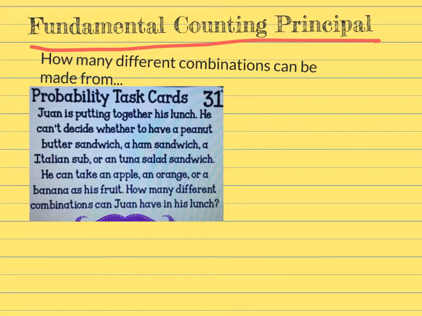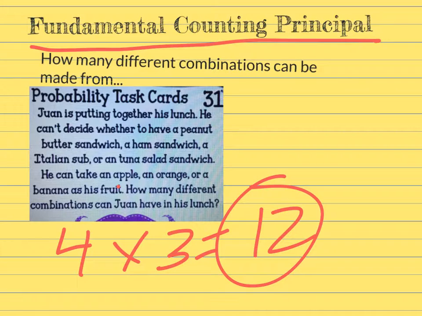All right, how about this one? See if you can do this one on your own. All right, let's see if you got it right. Juan is putting together his lunch. He can't decide whether to have a peanut butter sandwich, a ham sandwich, an Italian sub, or a tuna sandwich. He can take an apple, an orange, or a banana as his fruit. How many different combinations can Juan have for lunch? All right, so he can have a peanut butter, ham, that's 2, Italian, that's 3, or tuna salad, that's 4. So that's 4. And then he can take an apple, orange, or banana. So that's 3. Gosh, again, we have 12 different combinations.